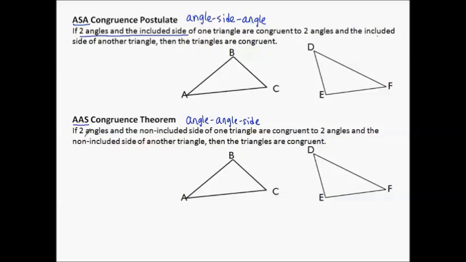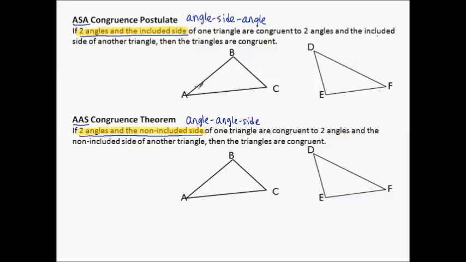Versus angle angle side says if two angles and the non-included side of a triangle are congruent to two angles and the non-included side of another triangle, then the triangles are congruent. So how does that look differently? Two angles and the included side versus two angles and the non-included side. Well, both of them have two angles. So let's start with the angles.